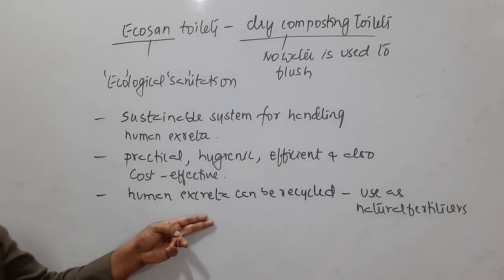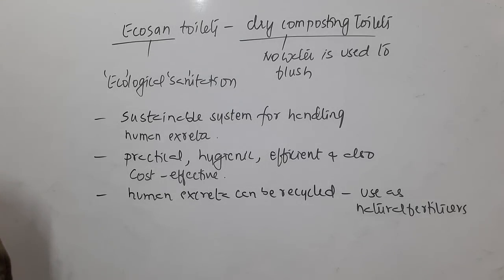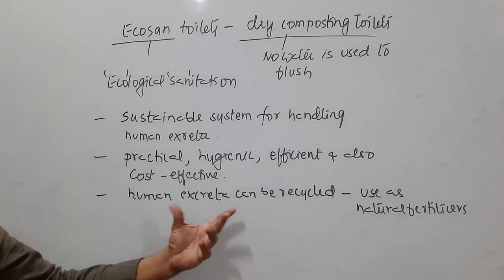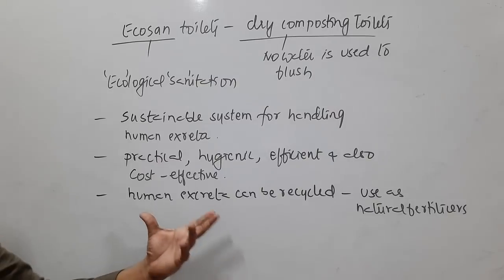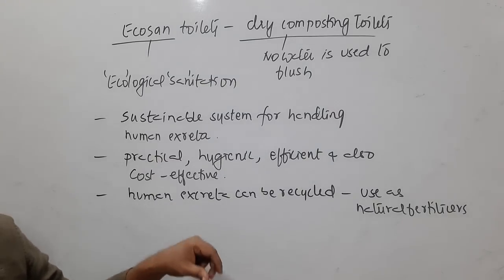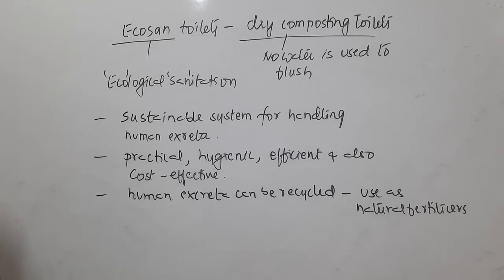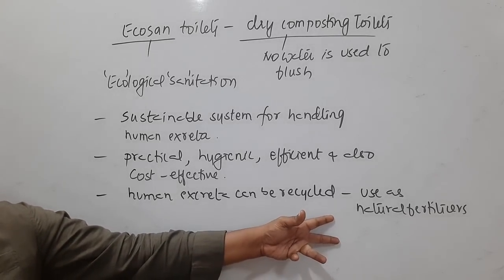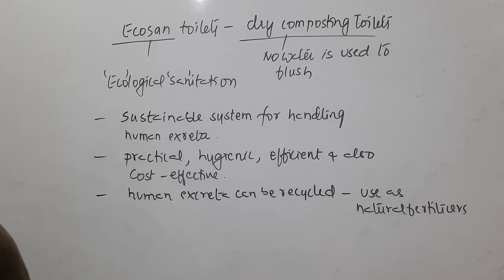So instead of using those artificial fertilizers, we can use this human excreta as a natural fertilizer. Because we are not using water, this human excreta will be directly dumped onto the soil, where it undergoes the process of decomposition, gets mixed up with the soil, and later can be used as a natural fertilizer.